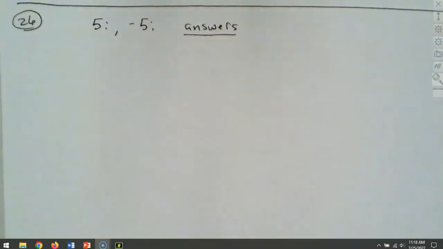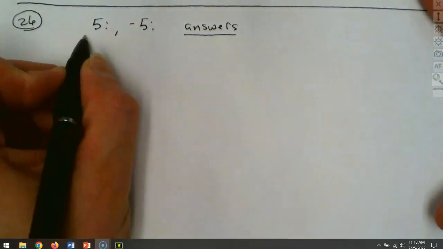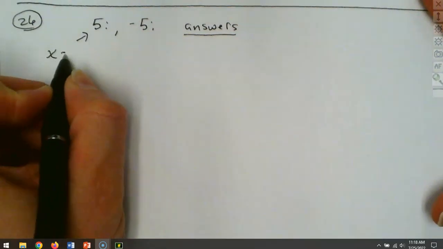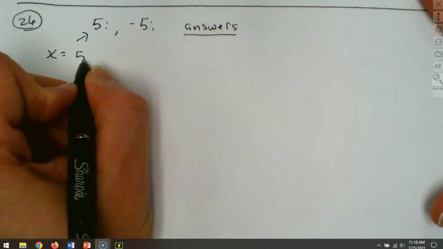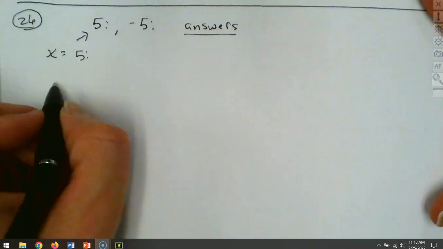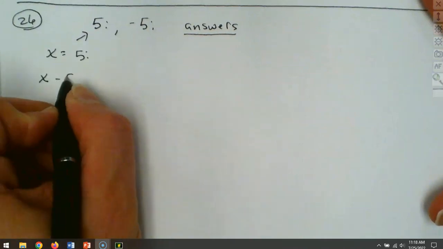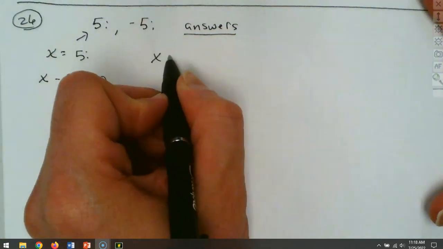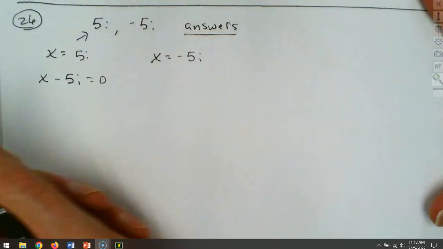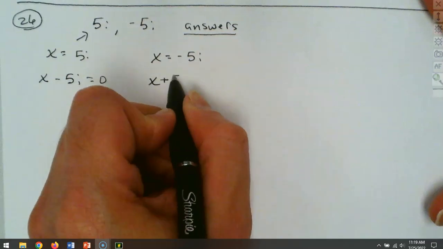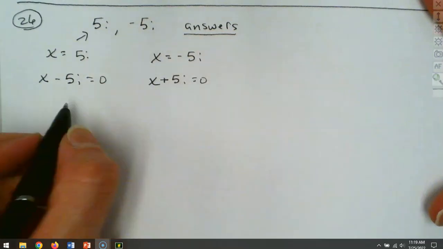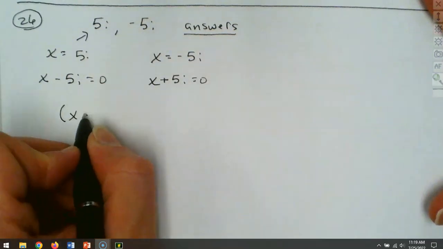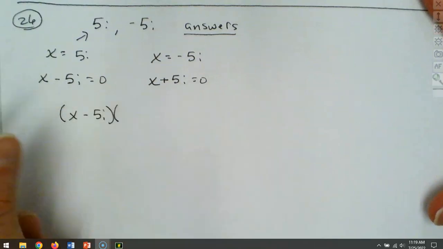So what do we need to do? Well, we need to figure out where this came from. So we take each one, and these are your answers, so there's that equal to it. If I move that over, that gives you x minus 5i equals 0. If I take the other one, x equals minus 5i, to move it over, it gives you x plus 5i equals 0. And now we need to write these out.